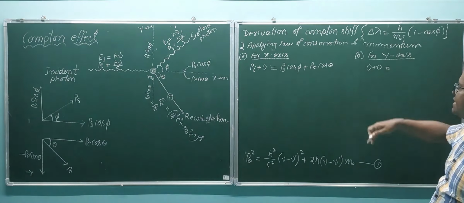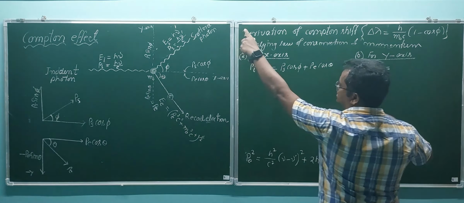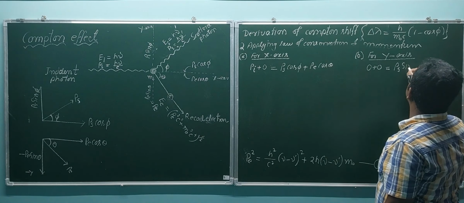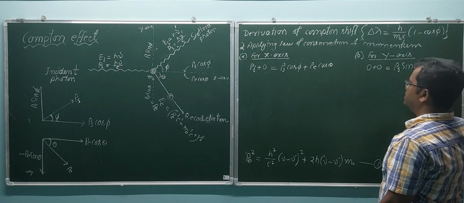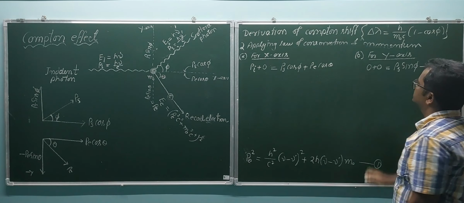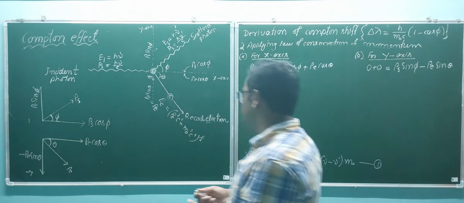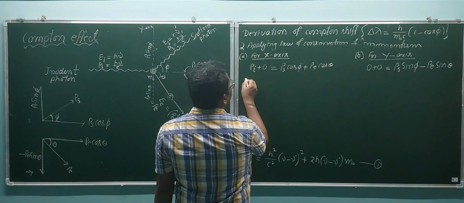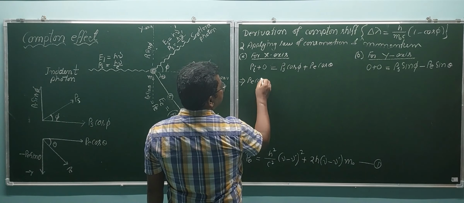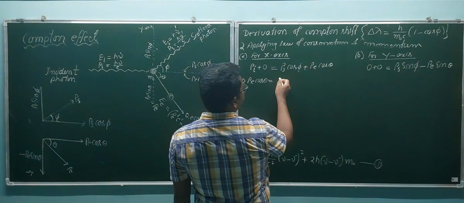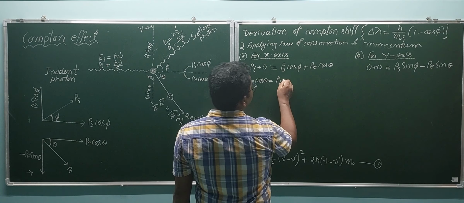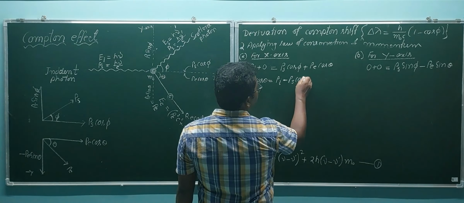Now, in the y direction, due to the scattered photon, it is ps sine phi minus pe sine theta. Now we do some mathematics. pe cos theta is equal to pi minus ps cos phi.